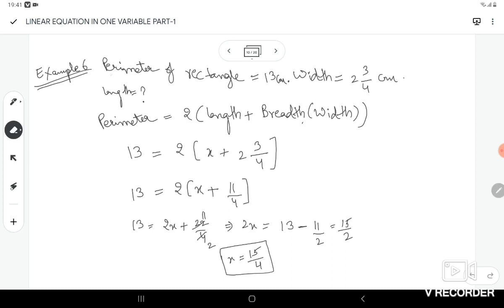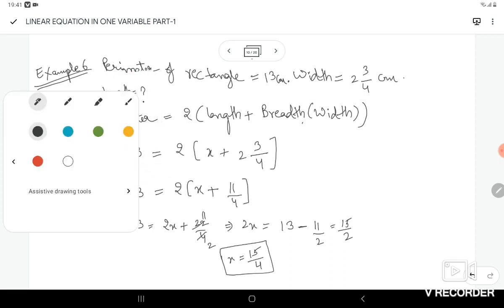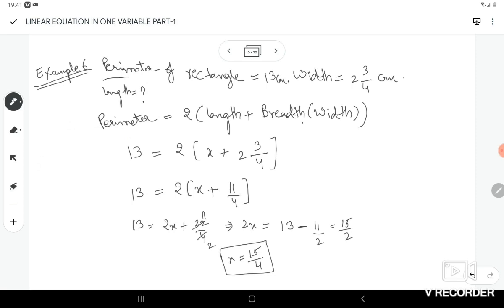So the example says that the perimeter of a rectangle is given equal to 13 centimeter and the width is given equal to, in a mixed fraction, 2 whole 3 by 4 centimeter, and we have to find the length. Now we know that the perimeter of a rectangle is equal to 2 times (length plus breadth). Breadth is nothing but width.